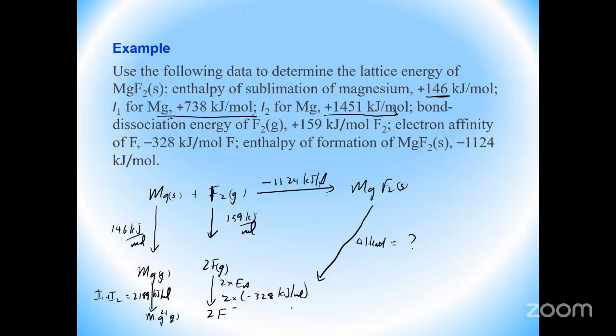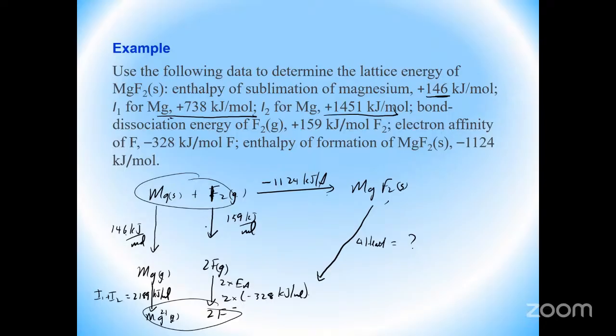Okay, so now that we have established the Born-Haber cycle for this compound, magnesium fluoride, we can write down the mathematical relationship. All we have to do now is say that going from here to here, the energy required is the same as going from here through magnesium fluoride to here, all right? So what does that mean? That means that, see if I can squeeze this down here.